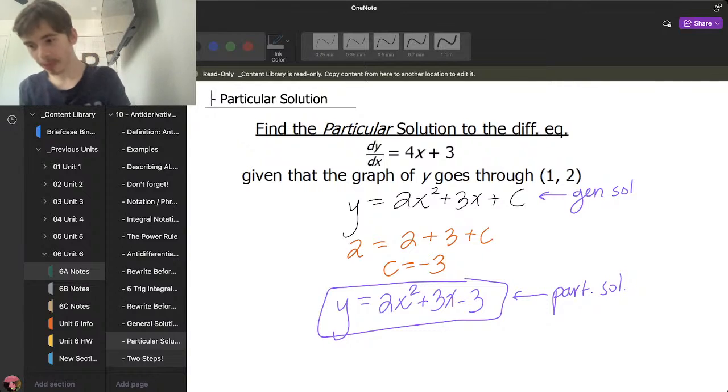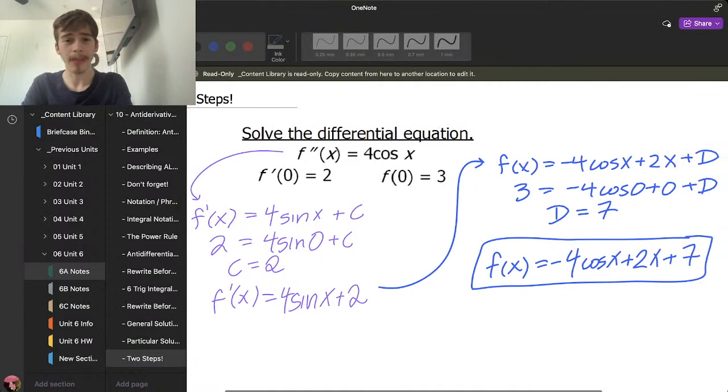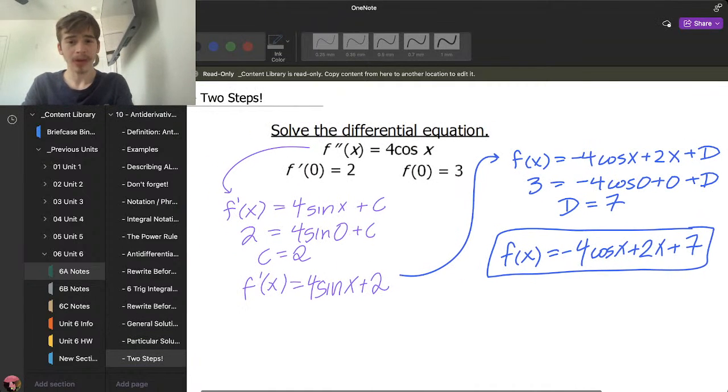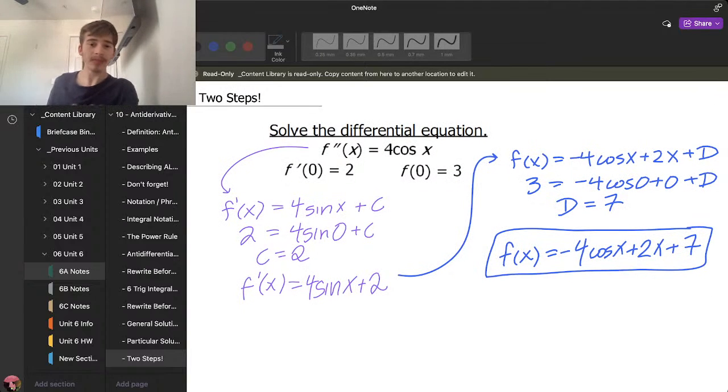Any tips? Do practice tests. At this point, I'll just rest. I want to rest, but I gotta get through this. Differential equation with double, what is it? With f double prime. F, okay.